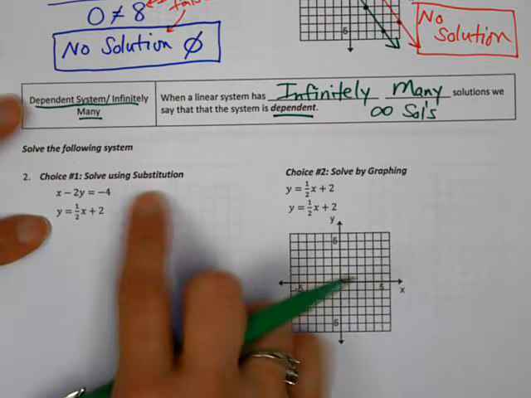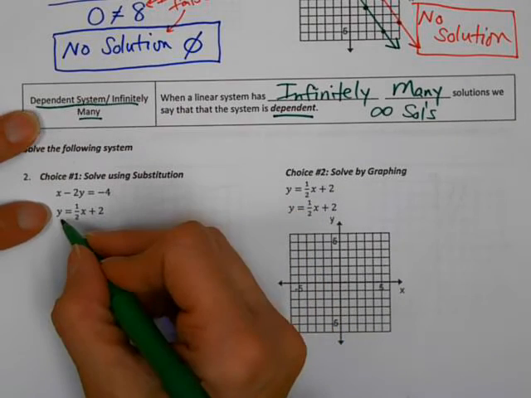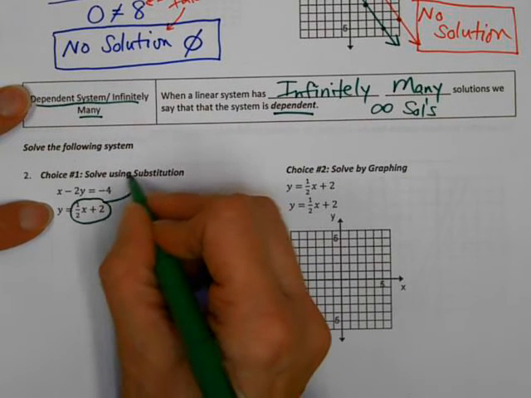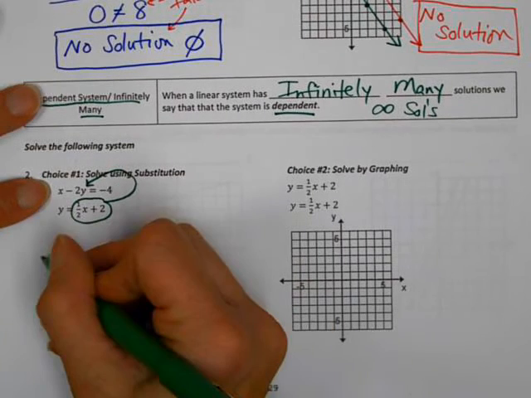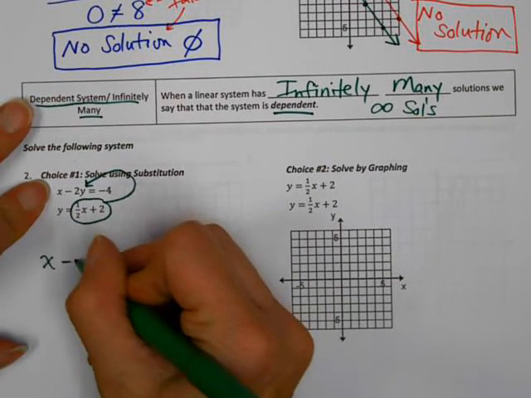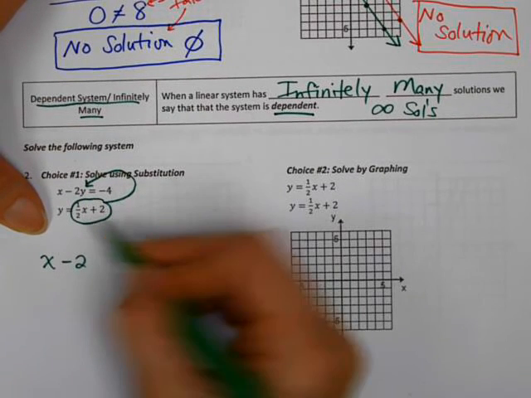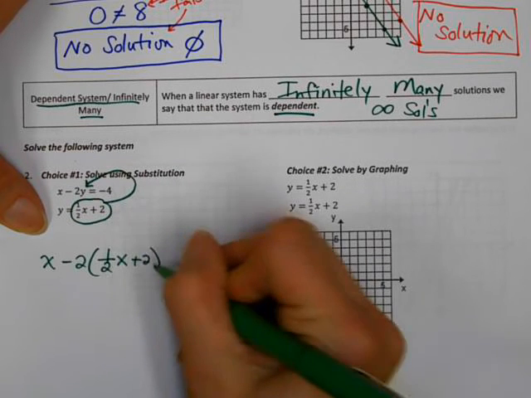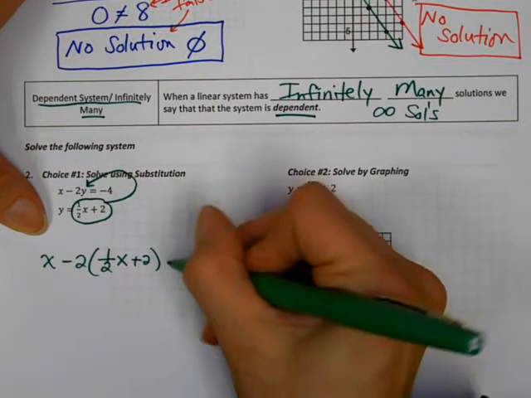Let me show you what this looks like. I have a system here. I'm going to use substitution. This variable is isolated, so let's take this quantity right here and substitute it in for that y right there. So the top equation is x minus 2. What am I replacing y with? That whole quantity, 1/2 x plus 2. That was the y. Then we have the equal sign and the -4.